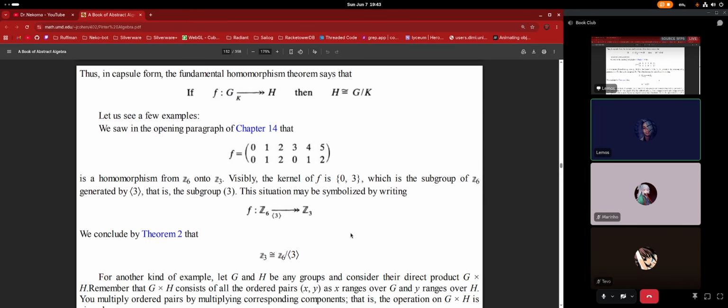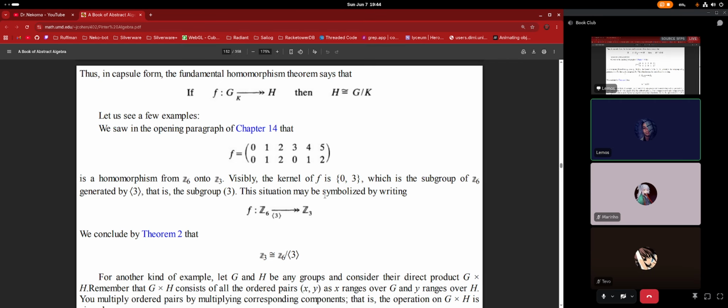Then we have an example. So we have here the function that we've seen in chapter 14, which was the introduction of homomorphisms, which is a homomorphism from modulo 6 to modulo 3. Visibly, the kernel of f is this. Why is that? Because f sends 0 to 0 and 3 to 0, and 0 is the neutral element in this case, so that's the kernel of f, which is the subgroup of modulo 6 generated by multiples of 3. That is the subgroup 3.